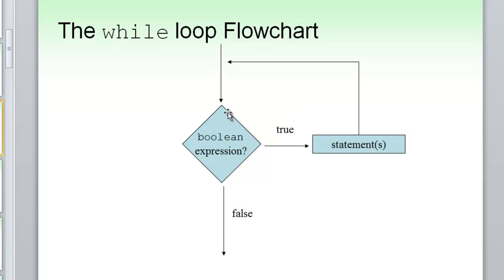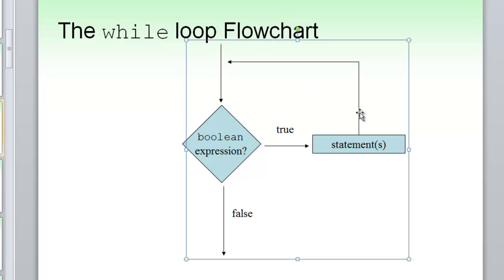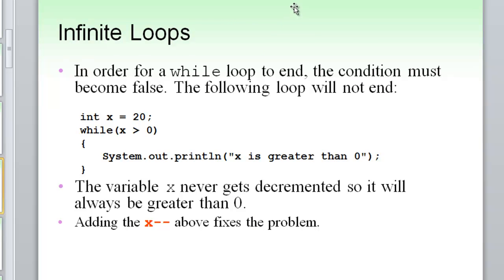Whatever the Boolean expression is, you go and do the statements. The difference between a selection control structure, like an if statement, switch statement, or if else, and the looping structure, like we have here, is that it actually goes back up and re-enters the question, asking it again, and then re-enters the body of the loop if the condition is still true. So this continues. In order for a while loop to end, the condition must become false.